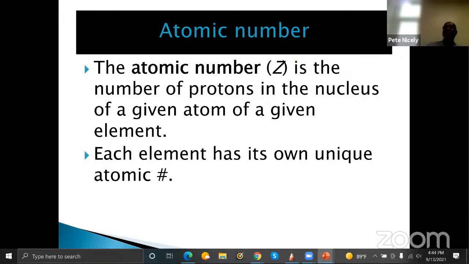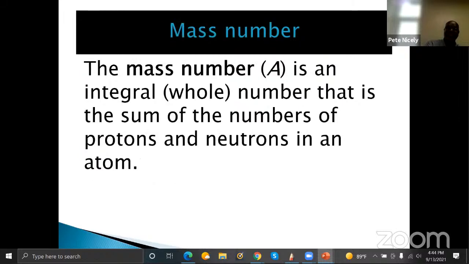So for example, hydrogen is the only element that has an atomic number of 1. Sodium is the only element that has the atomic number 11. And calcium is the only element that has the atomic number 20, all right? So those are just a few examples of different elements with their own unique atomic number.